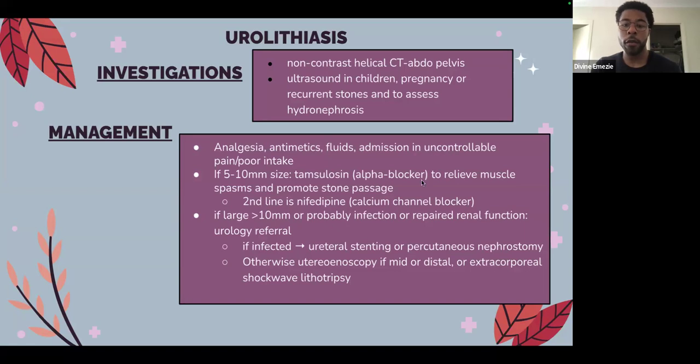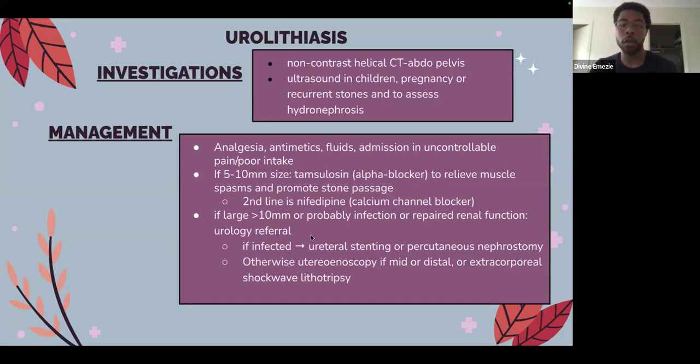So tamsulosin, which is an alpha blocker, helps to relieve muscle spasms and promote stone passage. So you might consider that if it's a relatively smaller size, the tamsulosin. It might be worth knowing the second line of nifedipine, and you can't give tamsulosin in certain instances, such as if they're taking a different alpha blocker.